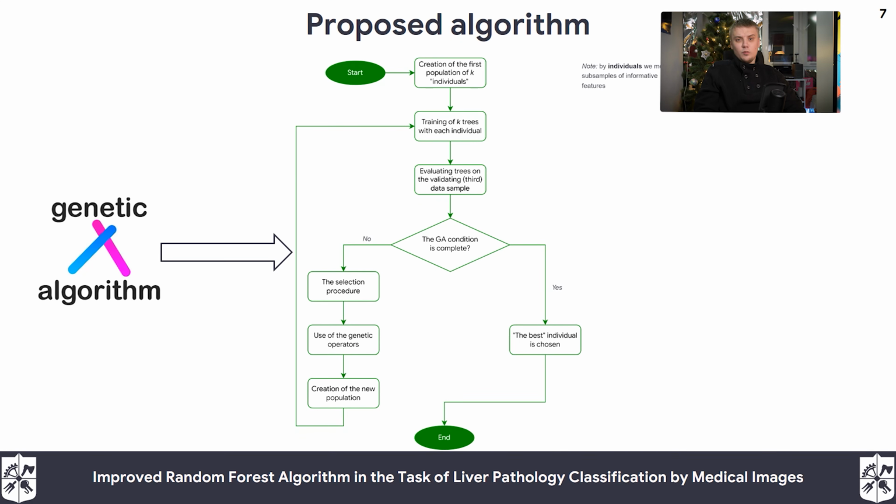Let's move on. The random forest algorithm uses the random subspace method, which means that for each tree, training uses a subsample of features generated randomly from a general set of features. To get rid of randomness, it was decided to use the genetic algorithm, thus finding the optimal subsample of features for each tree, which gives the best classification results on the third validation sample, which doesn't take part in the training of the tree.